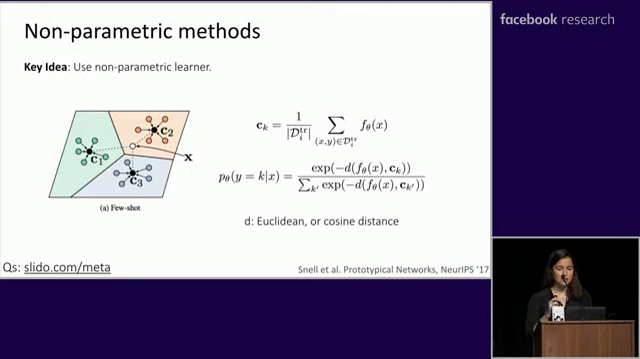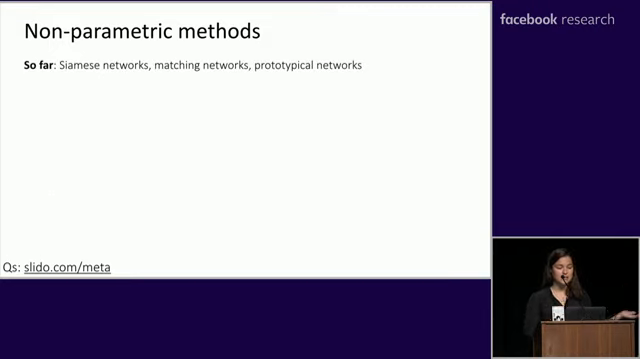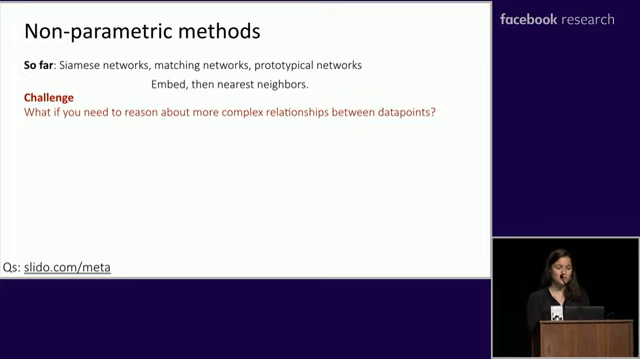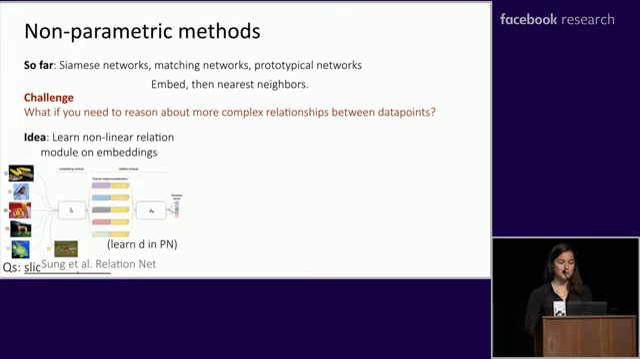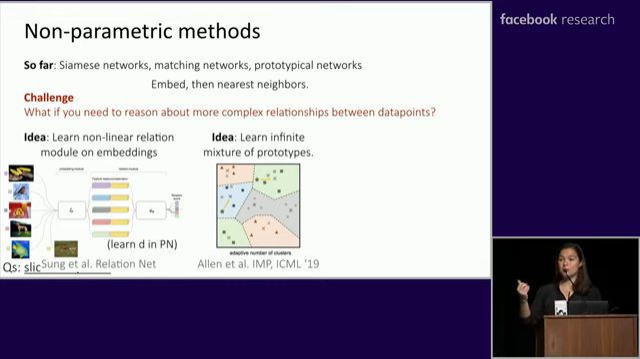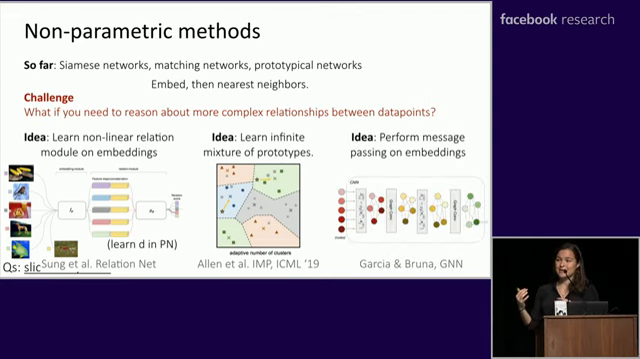And there are a couple other extensions that we can make upon it. So far we've looked at Siamese networks, matching networks, and prototypical networks that all correspond to some sort of embedding in the nearest neighbors, either to examples or to prototypes. One challenge that comes up is what if you need to reason about more complex relationships between data points, and we don't simply want to average to create a single prototypical example per class. To handle this, we could learn a nonlinear relation module on the embeddings. So we could essentially learn that D function by embedding each of the pairwise examples and producing predictions for each of them. We could also learn more than one prototype for each class, learning an infinite mixture of prototypes, or perform message passing on the different classes and the different examples in our data set.